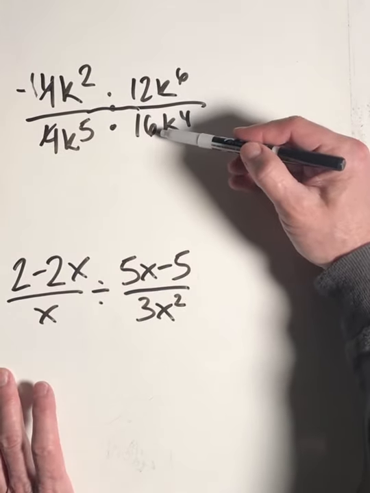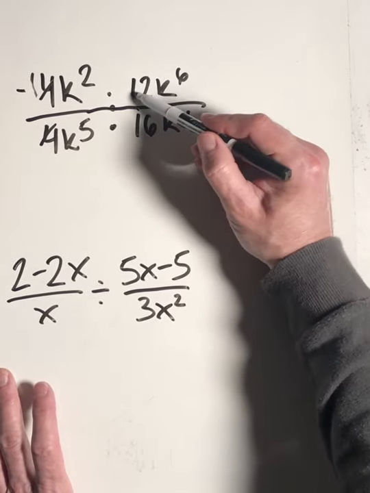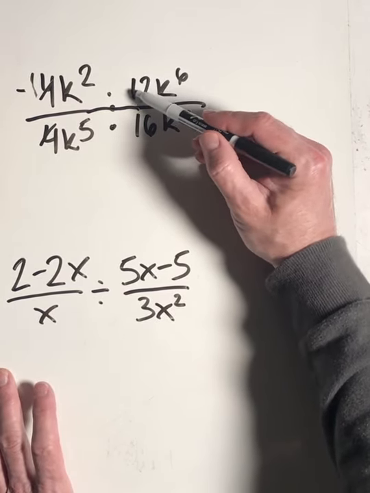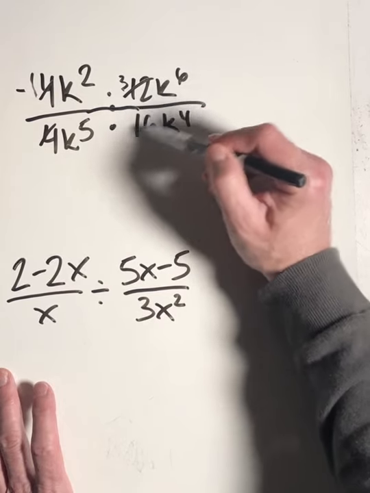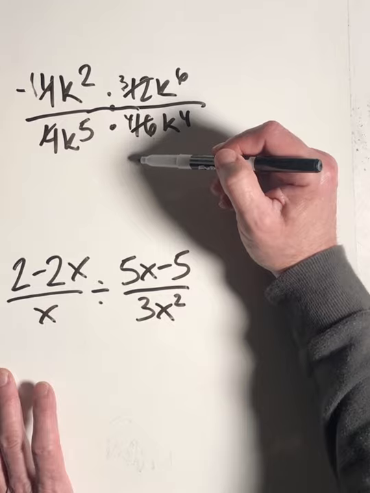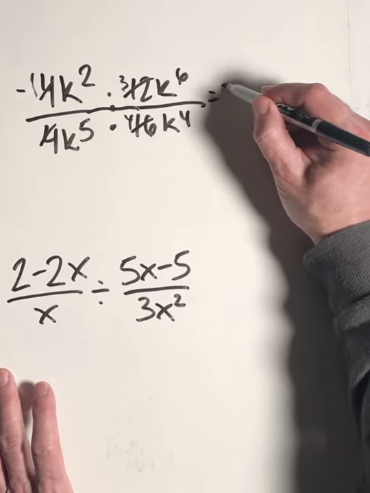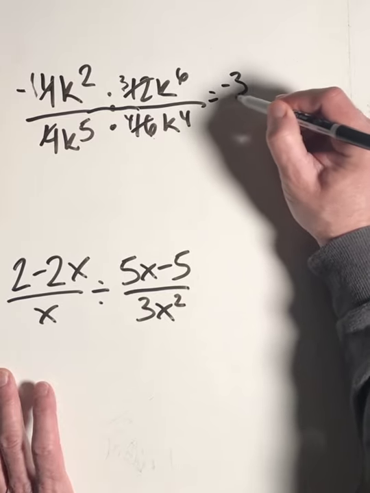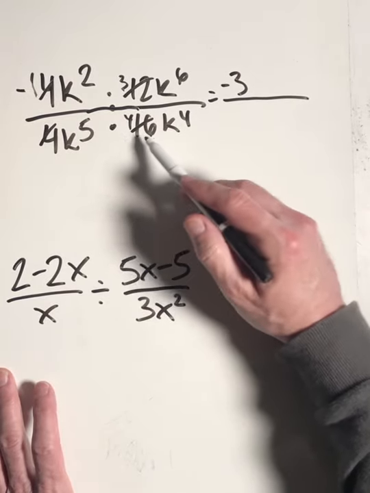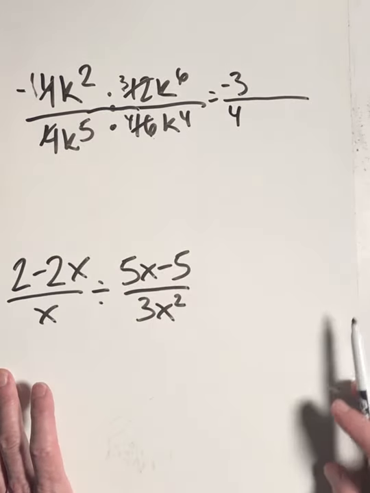I have a 12 divided by 16. That's going to cancel into 3/4, because 4 goes into 12 3 times. And 4 goes into 16 4 times. So if I just look at my coefficients, I have -1 times 3. So that's going to be -3 over just 1/4. So I have -3/4. And now I have to deal with all these k's.